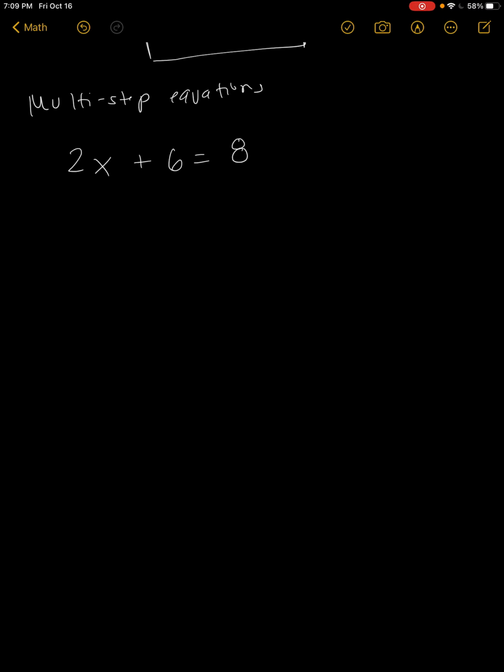Okay, so we have an equation. We need to solve it in two steps, right? So we still want to end up with x equals something. That's our goal. We want to get x alone. We just have to transform multiple times. Transform, remember, is when you do the same thing to both sides of your equation. That's the only way they'll stay equal.